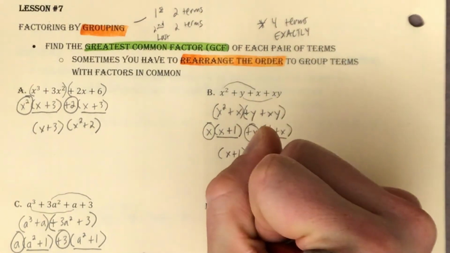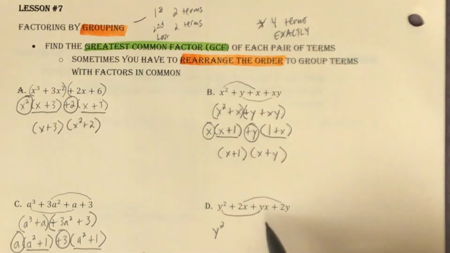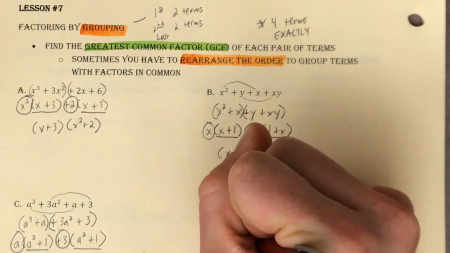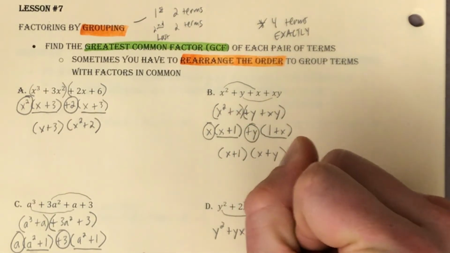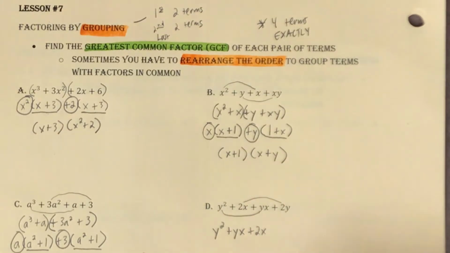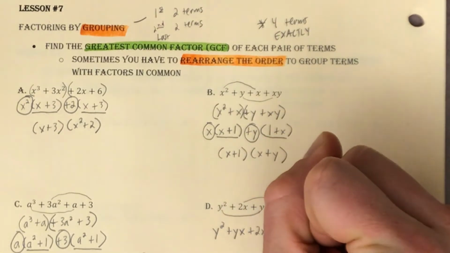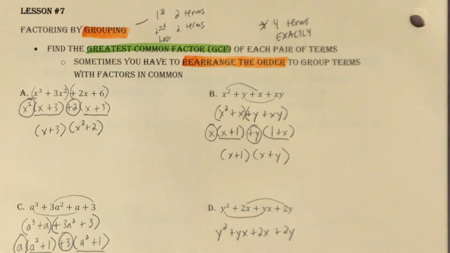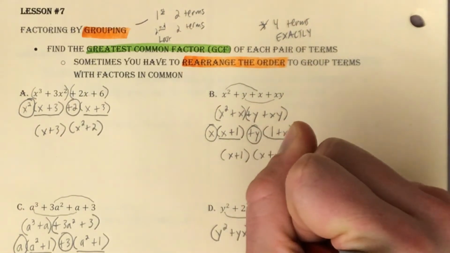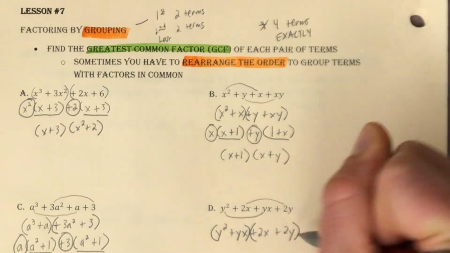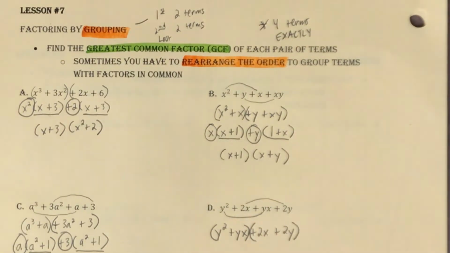So I'm going to rearrange, leaving my y squared first, bringing my positive yx up next, moving my positive 2x to the third spot, and then my positive 2y is going to stay at the end. Now once I've rearranged, I should have put it in order where I can group them up. So I'm going to group them up. Again, remembering to put the sign with the first term there, right?